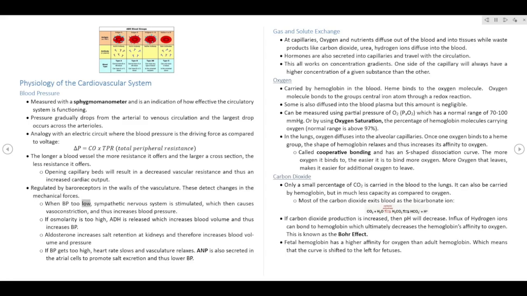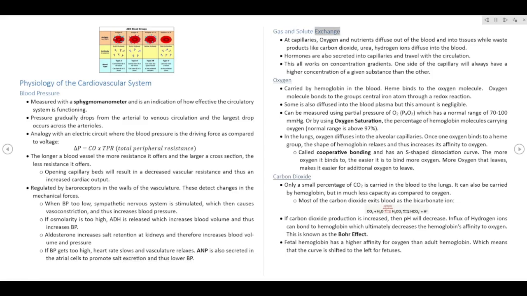When BP is too low, the sympathetic nervous system is stimulated, which causes vasoconstriction and thus increases blood pressure. If osmolarity is too high, ADH is released, which increases blood volume and thus increases BP. Aldosterone increases salt retention at the kidneys and therefore increases blood volume and pressure. If BP gets too high, heart rate slows and vasculature relaxes. ANP is also secreted in the atrial cells to promote salt excretion and thus lower BP.